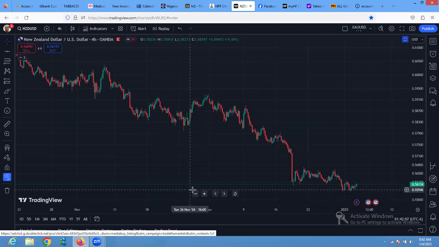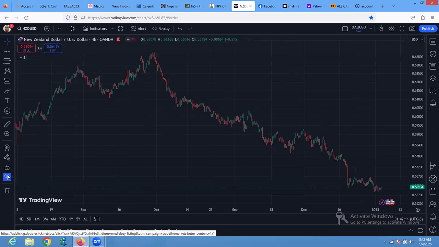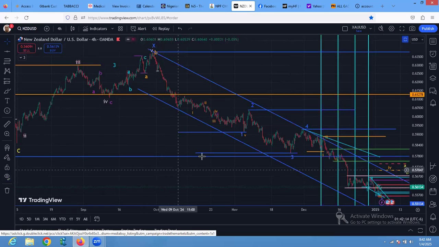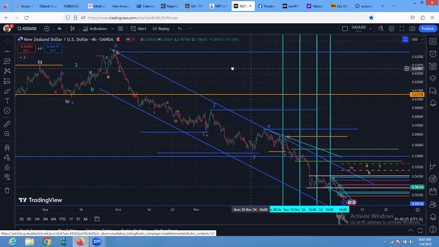Now, let me zoom out and bring out my drawing. What I'm seeing here is the first wave, the second wave, probably the third wave, and the fourth wave here. And this might just be the last wave that is extended to the downside.